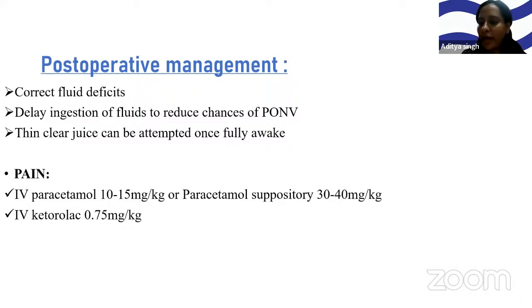And for pain, I will give IV paracetamol 10 to 15 milligram per kg, or in a suppository form 30 to 40 milligram per kg.